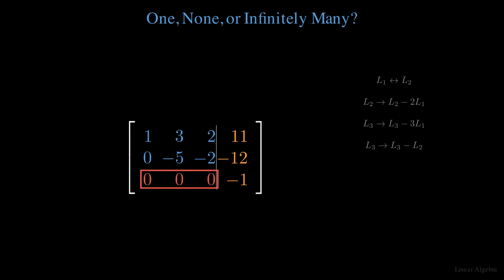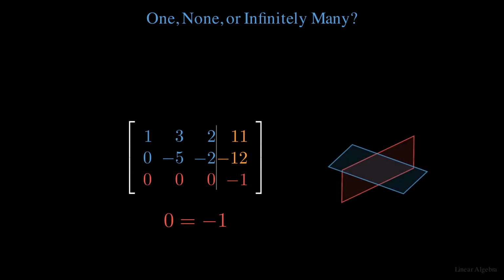Now look at the last row. On the left of the bar, 0, 0, 0. But on the right, -1. Read as an equation, it says that 0 equals -1. And that is not an empty statement. That is a contradiction. No choice of the unknowns can repair a contradiction, the unknowns don't even appear in it. So this system is impossible. Geometrically, each pair of planes still meets in a line, but the 3 planes together have no common point. No solution at all.